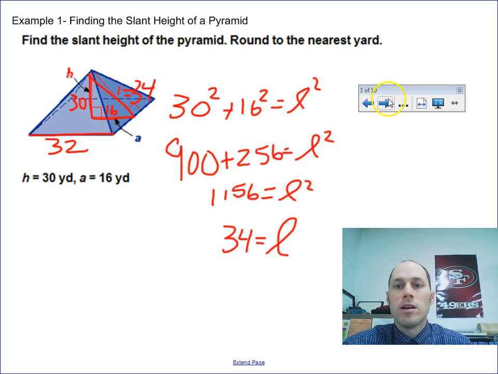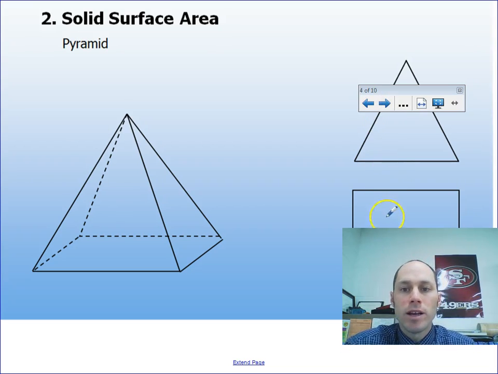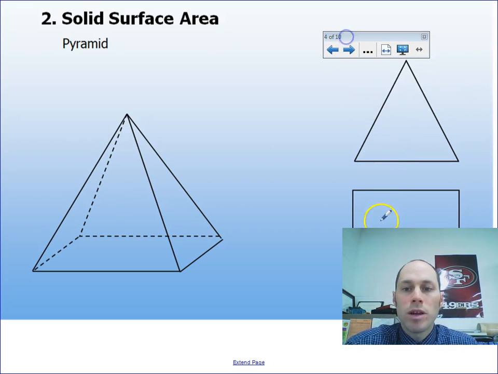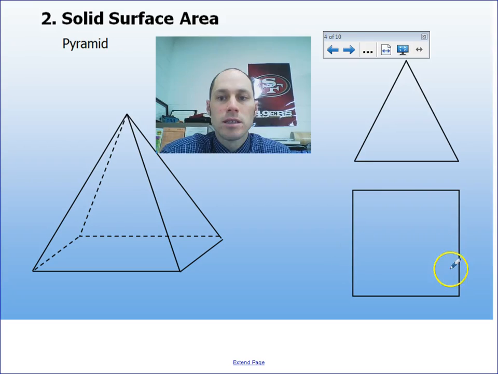And then we can find the area of those triangles along the side, the lateral faces. So remember, when we think of a pyramid, think of the base and then the triangles on the sides. If it's an octagonal pyramid, we'd have an octagon as the base and then 8 triangles around the outside.